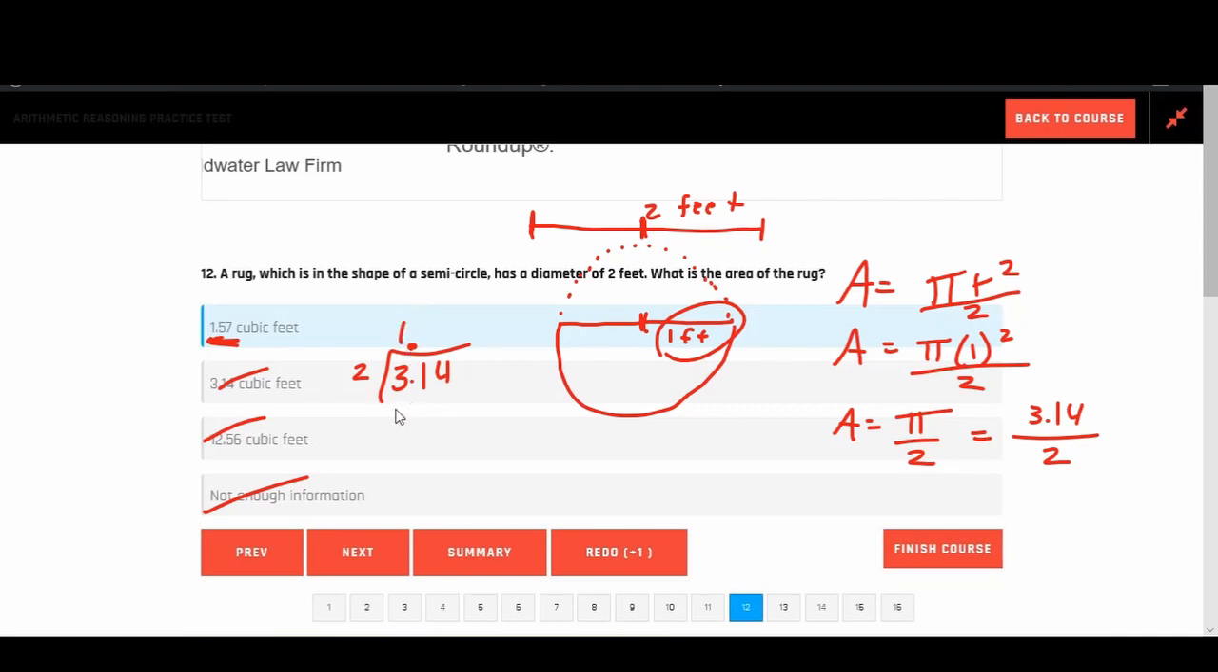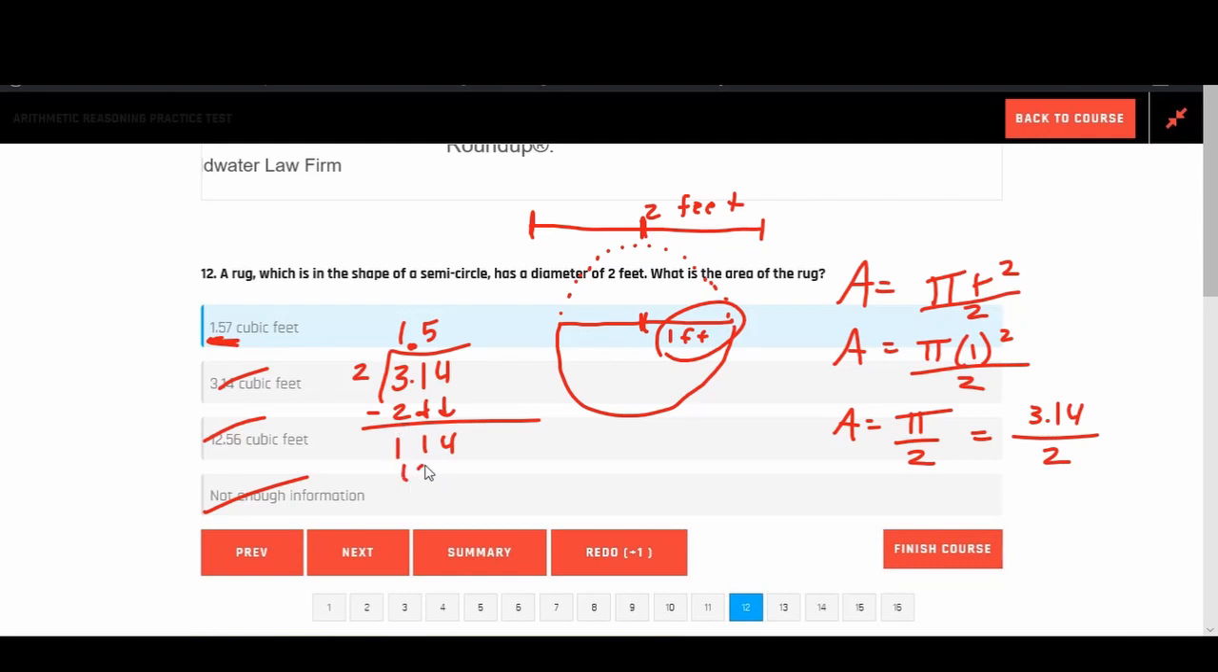2 times 1 is 2. Subtract. 3 minus 2 is 1. Drop down this 1, drop down this 4. Now the question is, how many times does 2 go into 11? 2 goes into 11 5 times without going over.